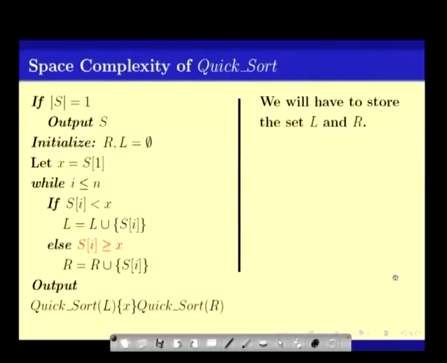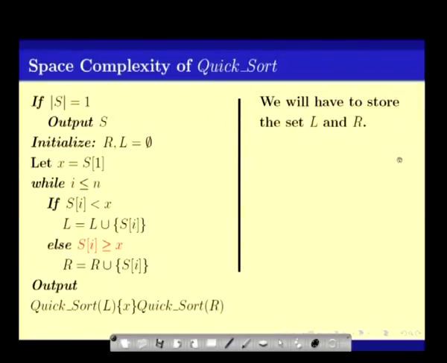Welcome back after the break. Before the break, we had taken a look at the quick sort algorithm, and we saw that the time complexity for quick sort is n into n plus 1 by 2. Now, let us look at the space complexity of the quick sort algorithm.